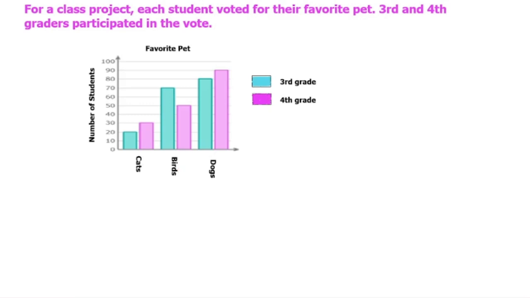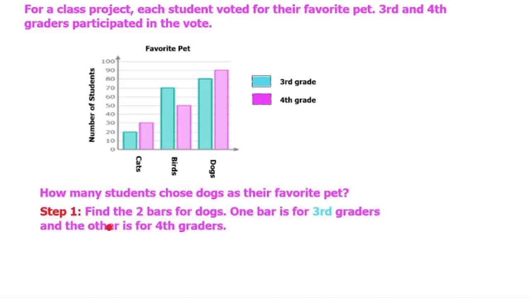So how many students chose dogs as their favorite pet? So that's the question, okay? So the first step is to find the two bars for the dogs. And like I explained, one bar is for the third graders, the blue one, and the other is for fourth graders. So let's look at the bars. So these are the two bars for dogs, okay?